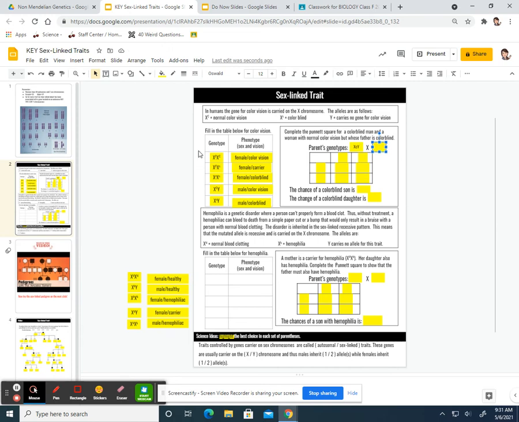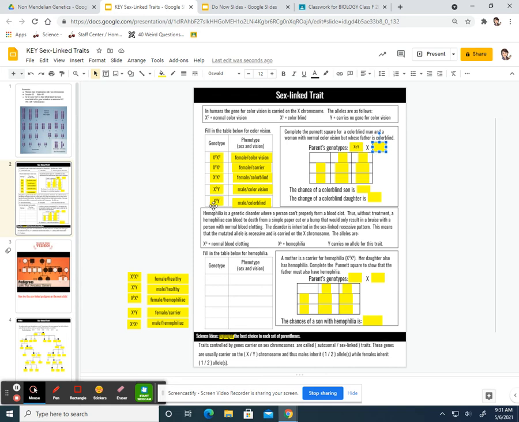vision. But if we look here, there are two options of genotypes for a female with normal vision. She could be homozygous, so X big C, X big C. She could also be a carrier, right? She would still have normal vision, but she's heterozygous. So I gave you a little clue here: her father is colorblind. So her dad is colorblind, and if he's colorblind, he has to have X little c Y.